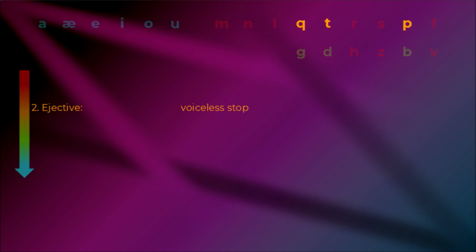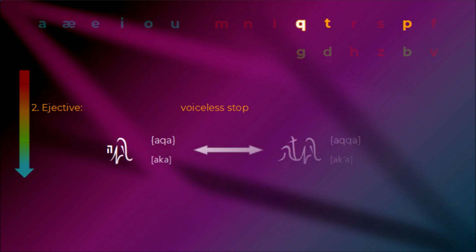To make an ejective, you basically let air compress inside your mouth, and then you release it with a kind of burst. So, for example, we have aka on the left, and on the right, to stress the double sound, we turn it into an ejective, aka. An example with the letter T, aitai versus aitai. With the letter P, we get epe versus epe.